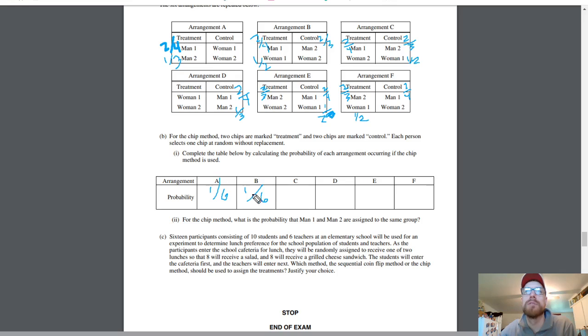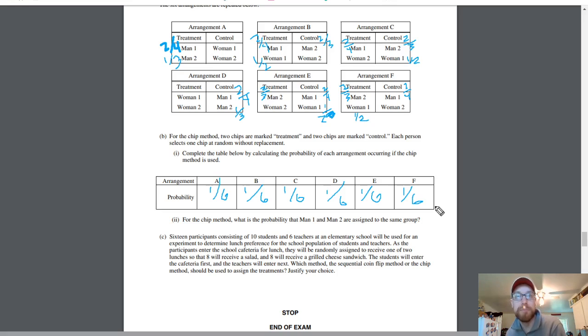2/4 times 2/3 times 1/2 is 1/6. 2/4 times 1/3 is 1/6. That stuff is the same as there, it's 1/6. So in this one, each of our arrangements has an equal probability, which is kind of useful.